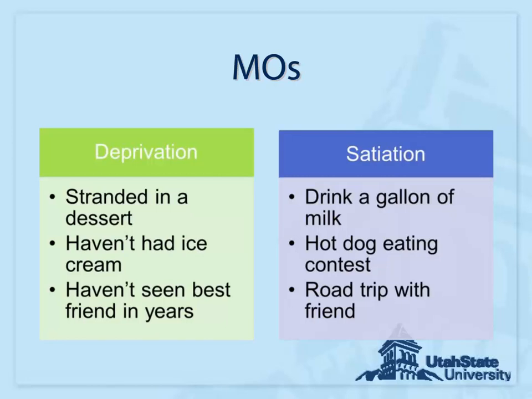The opposite is true for satiation. The MO of drinking a gallon of milk in an hour would make milk less valuable as a reinforcer. A hot dog eating contest in which you participate is an MO to eat more hot dogs. Finally, if you go on a long road trip with a friend, you may want some space for a while afterward, and maybe their attention isn't as valuable as a consequence.